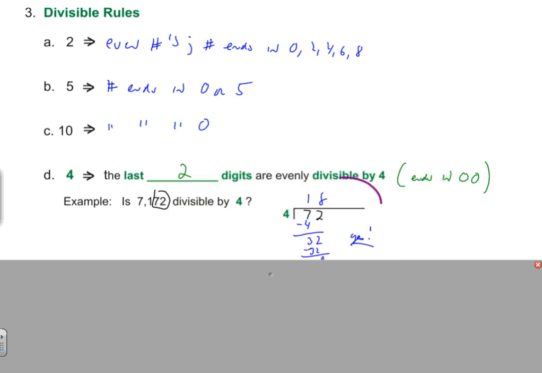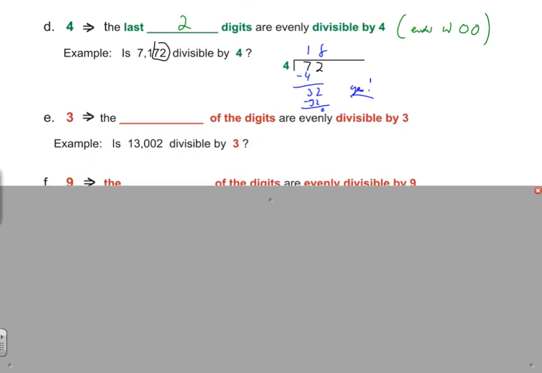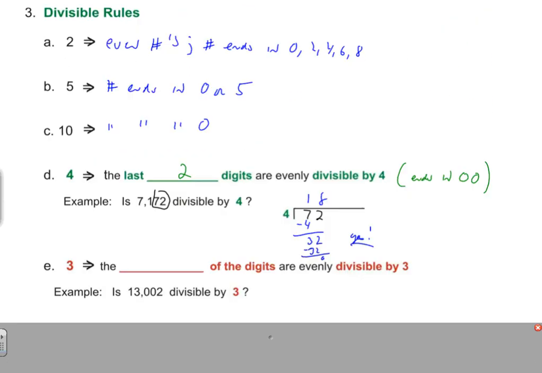All right, so again, this is what I want you to show me if indeed you're going to prove divisibility by 4. Okay, let's go on. About divisibility by 3? Do you know the divisibility by 3 rule, or do you remember it? Well, divisibility by 3 is the sum of the digits are evenly divisible by 3.